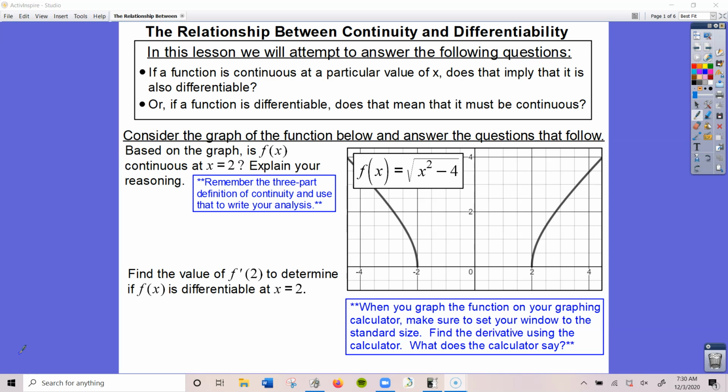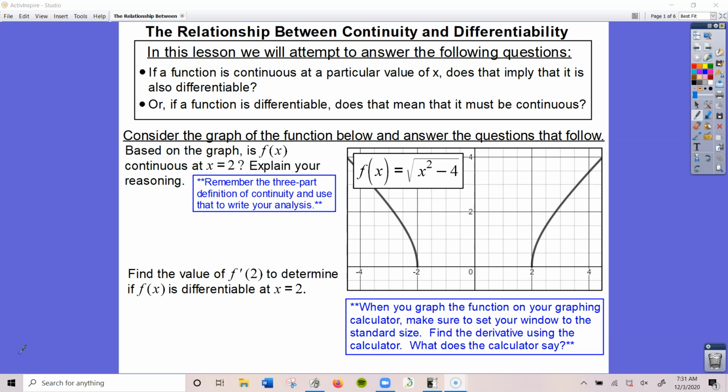Now, differentiability is simply the fact that a function is able to be derived, meaning I would be able to find the derivative of a particular function at a particular x value. For something to be undifferentiable means that if I were to find the derivative and plug in that x value, I would get something that is undefined.